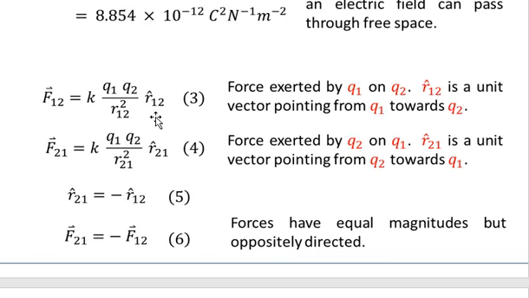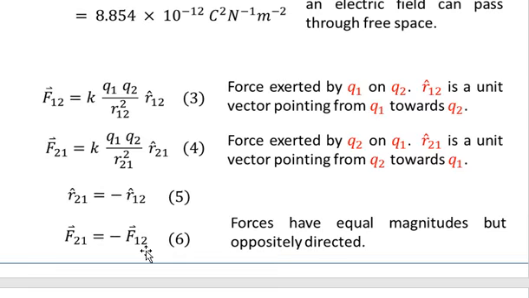But you know that the unit vectors r12 and r21 have opposite directions. So whatever you define the direction of r hat 1 2, the direction of the r hat 2 1 will be opposite. So that is what we can write in equation number 5, that is r hat 2 1 is equal to minus r hat 1 2. Similarly, the two forces from equation number 3 and 4 can be written in the form, that is the force 2 1 is equal to minus force 1 2.